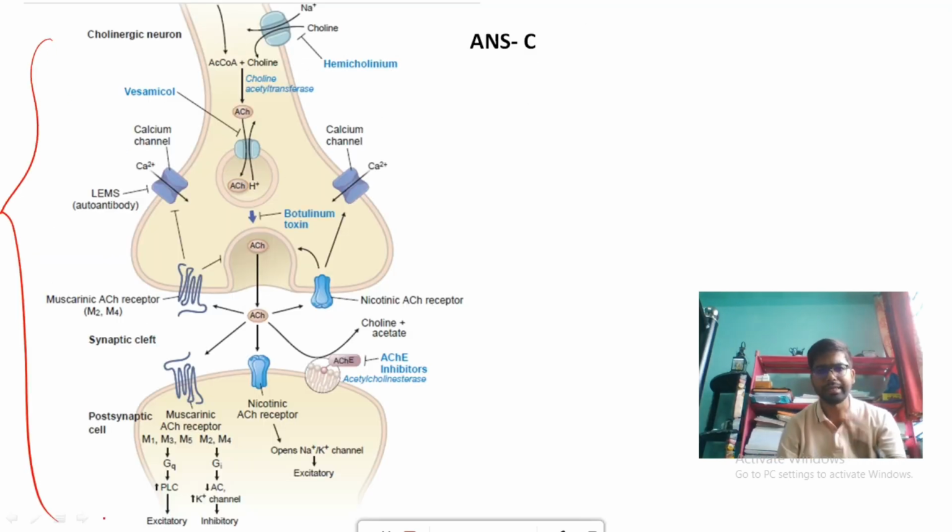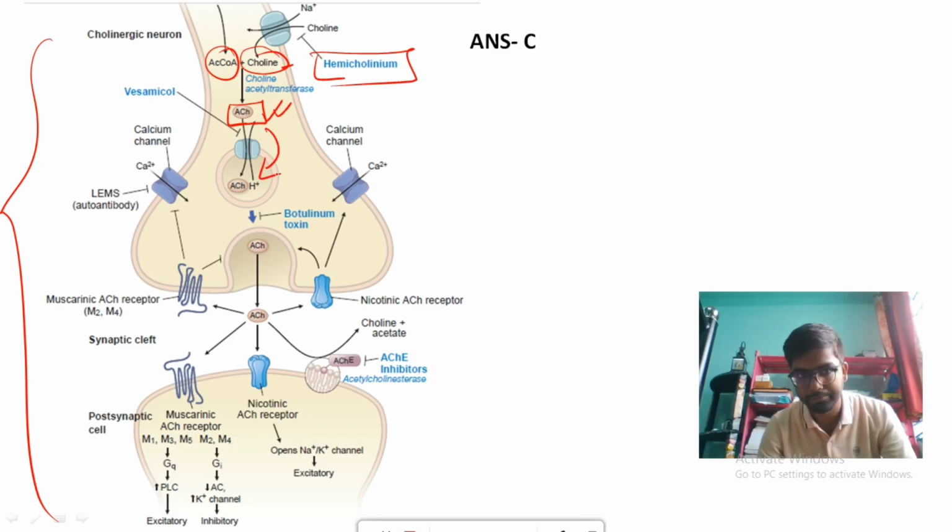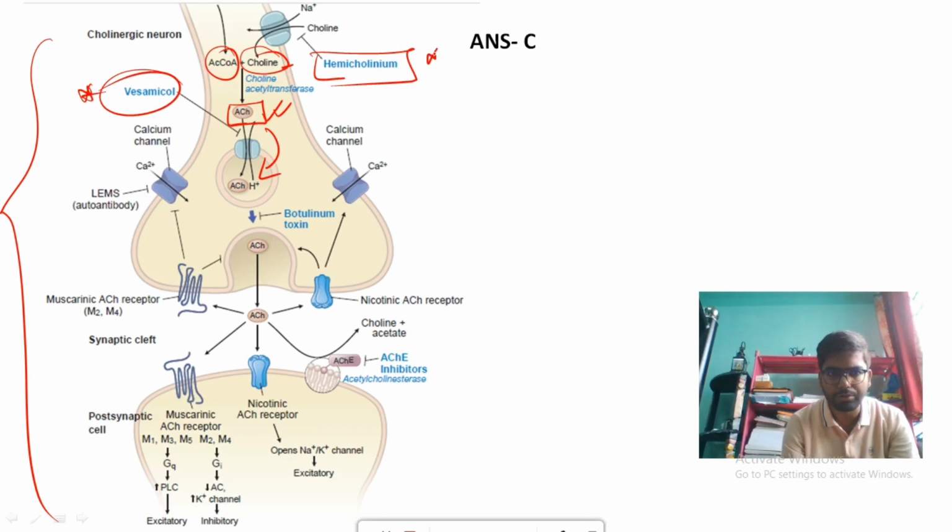Carefully see the diagram. Okay, for the synthesis of acetylcholine, acetyl coenzyme A and choline is essential. Okay, uptake of choline into the neuron is blocked by hemicholinium. Okay, after formation of acetylcholine, it should be stored in the synaptic vesicle. The process of storing into the synaptic vesicle is blocked by vesamicol. Okay, it's blocked by vesamicol.